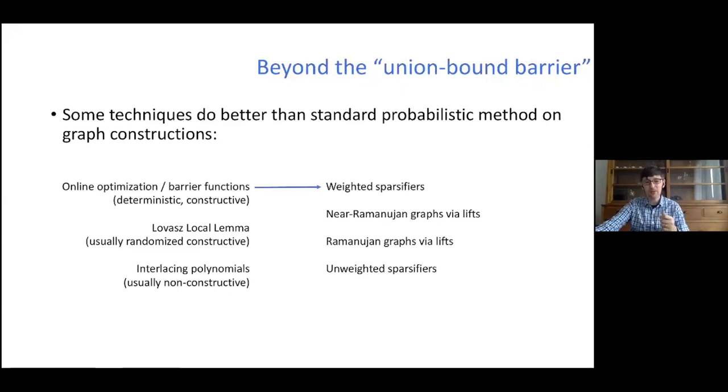One is to construct this object one step at a time, so there is really no probability anymore, and then use some potential function to argue that you're making progress towards what you are trying to achieve. In a way, that's what BSS looks like to construct weighted sparsifiers. The Lovász local lemma sometimes can be made efficient, although it's typically hard to derandomize. So it's a probabilistic method, but it allows you to work in situations where things work with small probability. For example, there's the Bilu-Linial construction of near-Ramanujan graphs. And then we have non-constructive techniques like the ones of MSS. You can think of them as deterministic constructions with a potential function, but with a potential function that we don't know how to compute. So far those results are non-constructive.